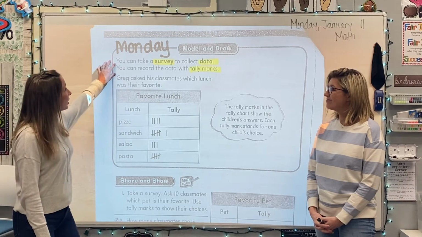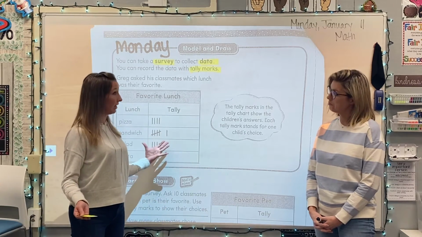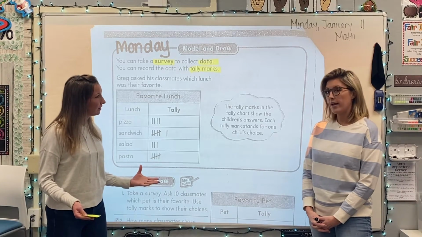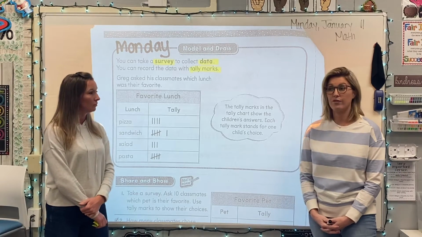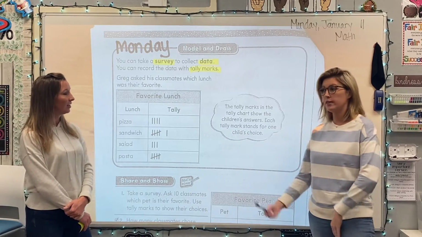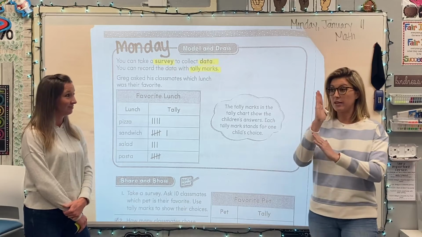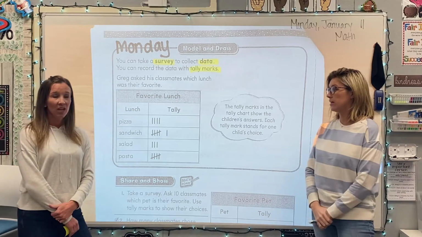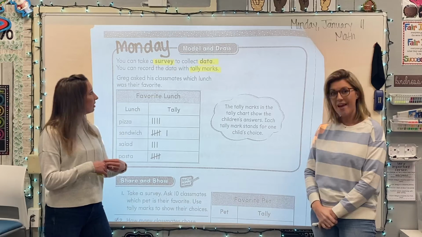Up here it says you can take a survey to collect data. Okay, let's break that down. Mrs. Grant, what would you say a survey is? A survey is like if I were to go around to all my students and ask them, what's your favorite ice cream? And 3 of them say chocolate, 2 of them say strawberry, and 1 of them says vanilla. Then I would know exactly who likes what flavor, and I could keep a list of how many students like each thing. So that idea of asking people questions and gathering their information is a survey.